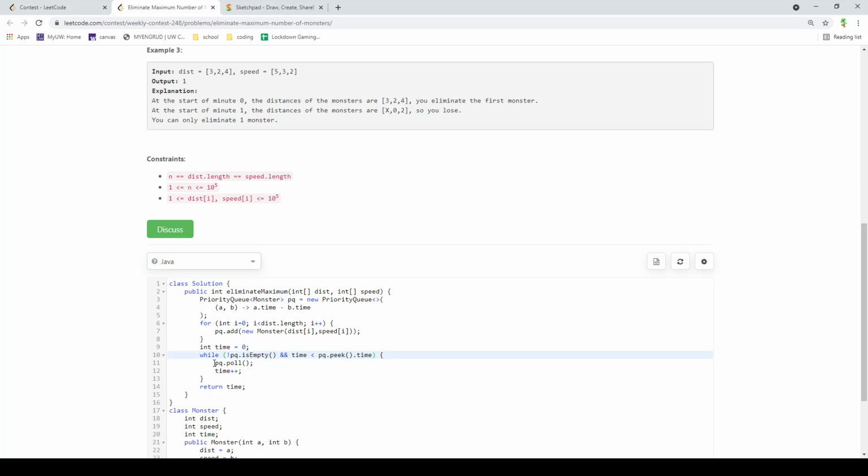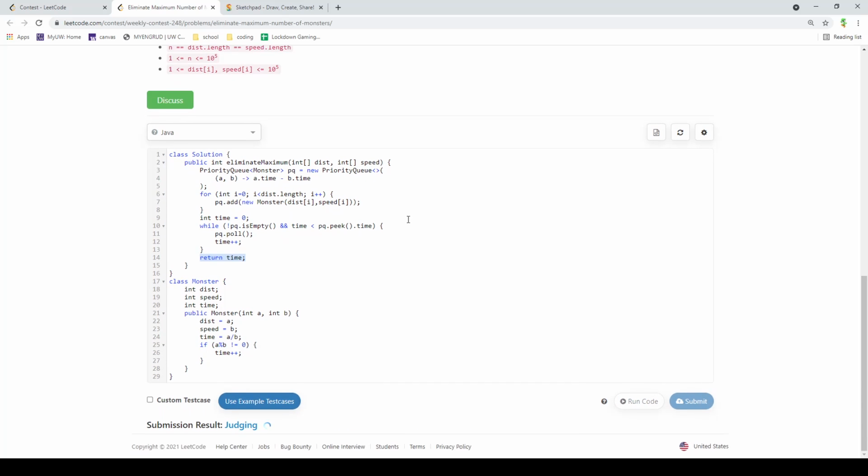of arrival, and so we will remove that monster and add 1 to time, because we eliminated a monster at time equals 0. And now our minute will equal 1, and we will see if the next closest monster takes more than 1 minute to reach our city. And if so, we'll keep on going. And we can return time, because conveniently time also represents the number of monsters we have killed. Every time we kill a monster, which is removing it from the queue, we will add 1 to time. So this will represent the number of monsters we killed, and that's exactly what they want.